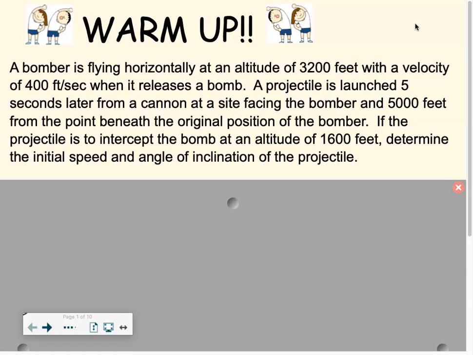And we want that spot, this spot right here, to be 1,600 feet in the air. Determine the initial speed. So for the projectile, we need the initial velocity, and we need the initial angle of inclination. We know that the initial height is 0, right? All right. Do you want to take a stab at it?